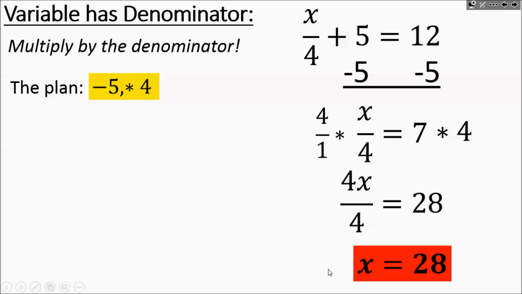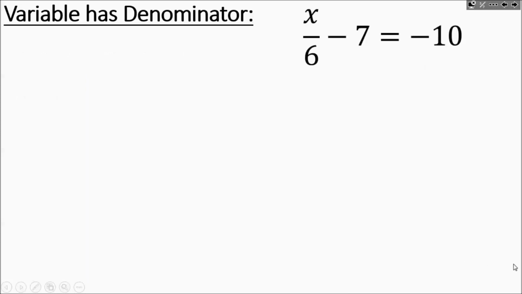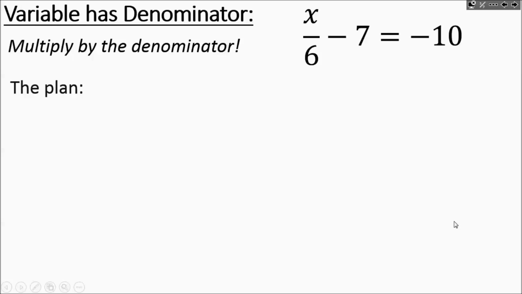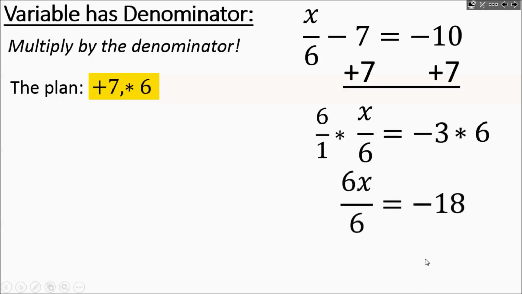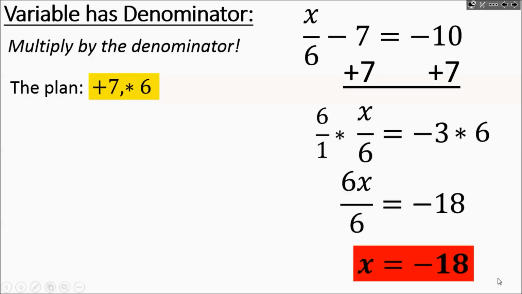Here's another one you can try on your own. You can pause it. The plan of attack would be to add 7 and multiply by 6. So I'm going to add 7 to both sides. You need to remember your integer rules. So x over 6 would be -3. And then we're multiplying both sides by 6. If you really understand it, you could realize that these would cancel out. So you're going to have x equaling -18.